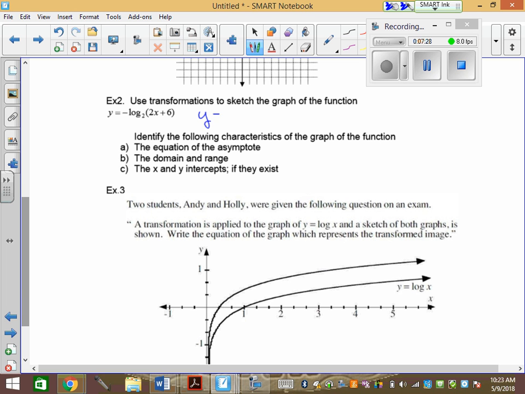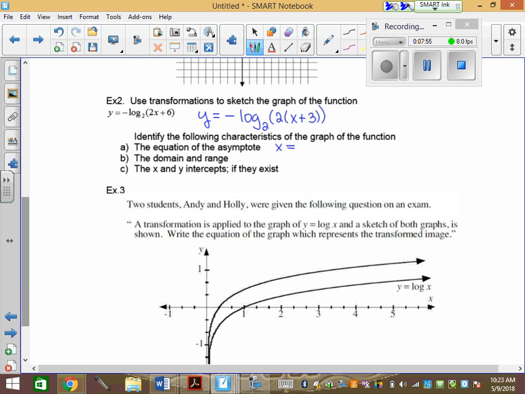So we're going to have y equals negative log 2 bracket x plus 3. And if we take out a fraction, say the horizontal stretch was a fraction, when we divide by a fraction, what do we actually do? Multiply by its reciprocal. So if we took a half out, we'd actually be multiplying by 2. Okay. What's the equation of the asymptote?